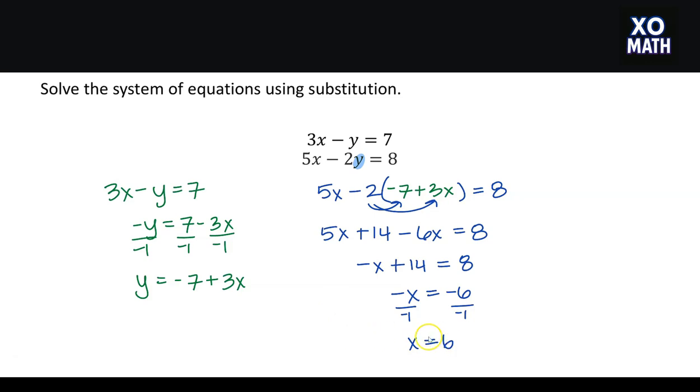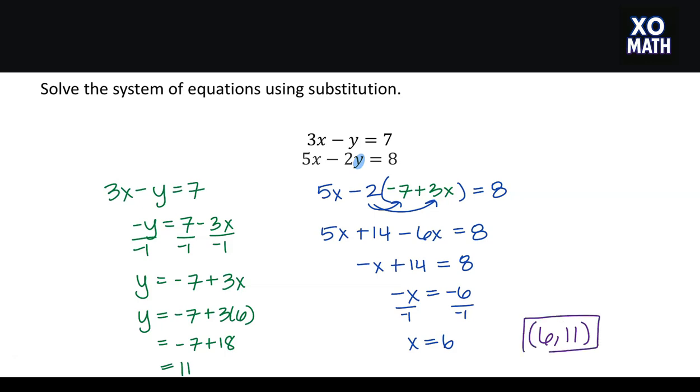To solve for y, we'll substitute 6 back into the equation. Y equals negative 7 plus 3x. So we have y equals negative 7 plus 3 times 6, or negative 7 plus 18, which is 11. So my solution as a coordinate point is positive 6, positive 11.